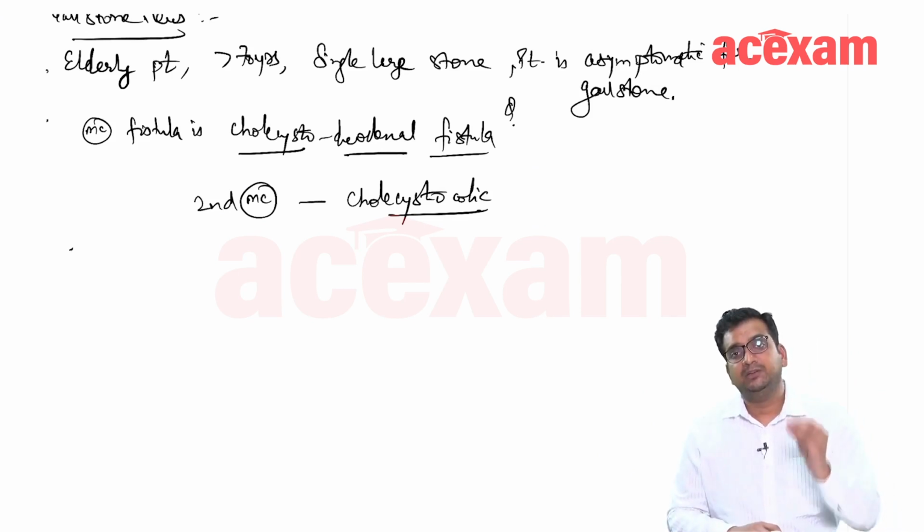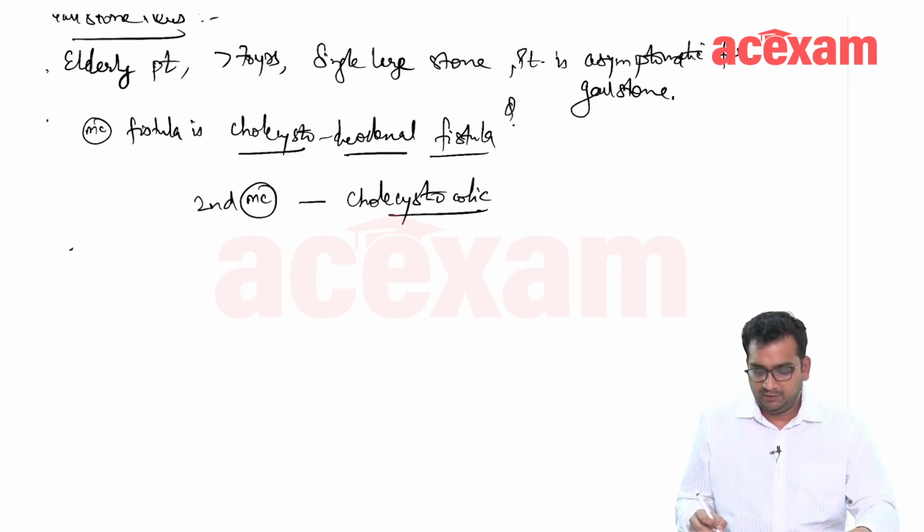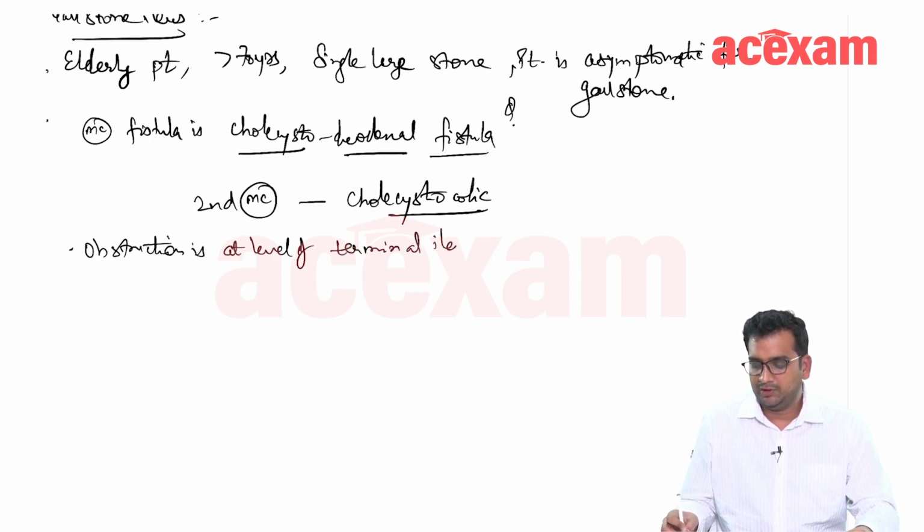Now, what is the narrowest part? Suppose there is a cholecystoduodenal fistula. Now, in the small bowel, what is the narrowest part? The narrowest part is the terminal ileum. So, generally, the intestinal obstruction in gallstone ileus is at the level of the terminal ileum, because it is the narrowest part of the small intestine.